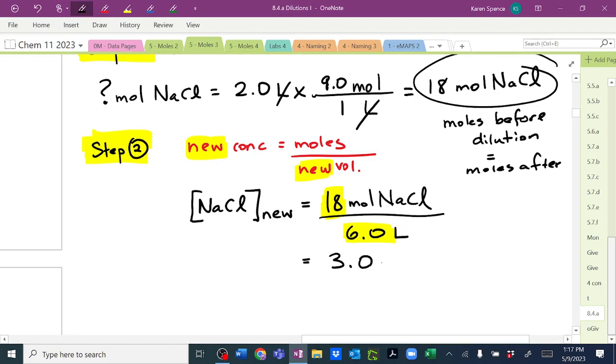And you can either write it as moles per liter, or how else could you write it? 3.0 capital M. How would we say that? 3.0 molar. Okay, so now you have the tools to do this. Okay, and there we are.